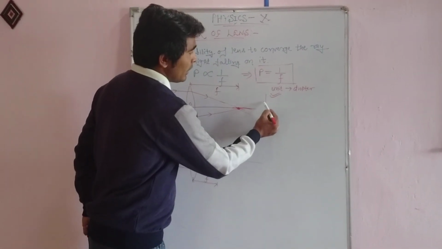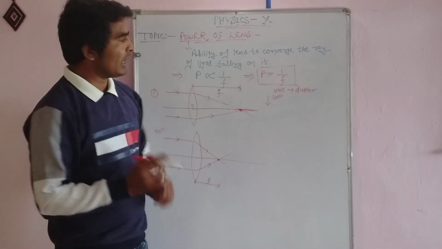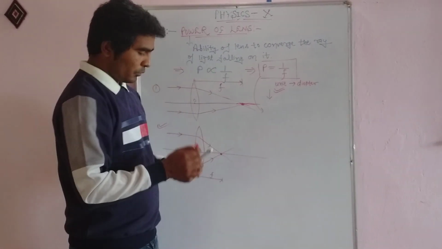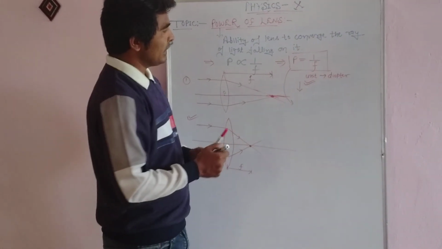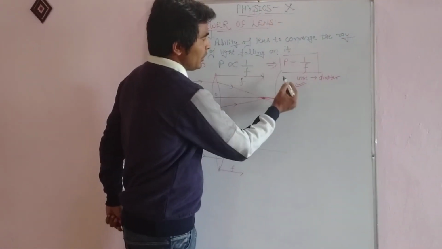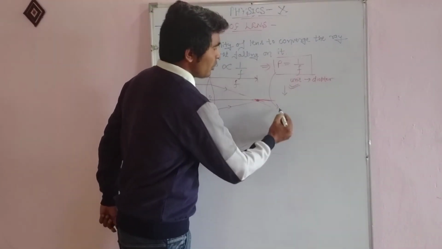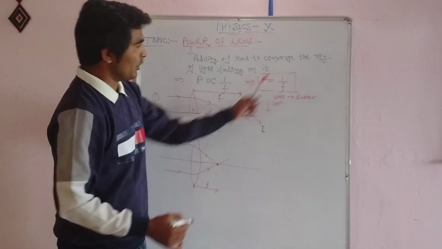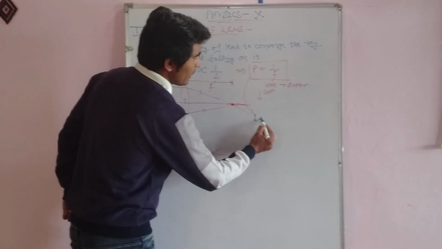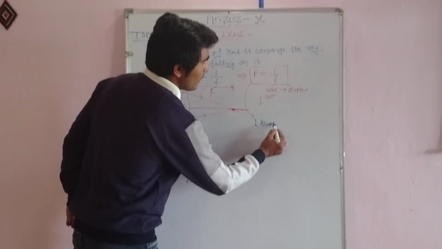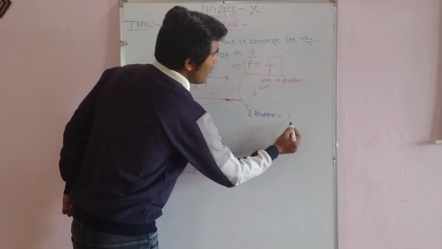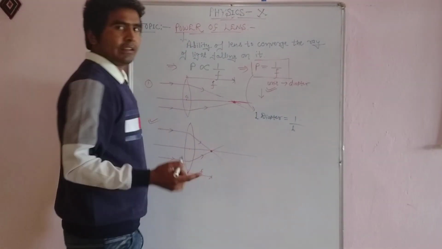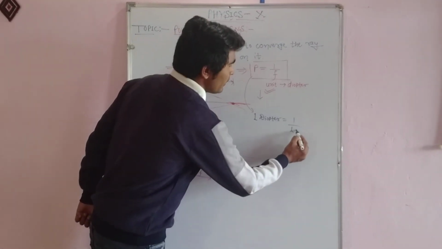Suppose you have to define 1 diopter. To easily calculate it, you have to write the unit of power. You have to write 1 in the place of P, and after that the unit of power. Unit of power is diopter. And again in the formula, write 1 in the place of F and the unit of focal length. SI unit of focal length is meter.